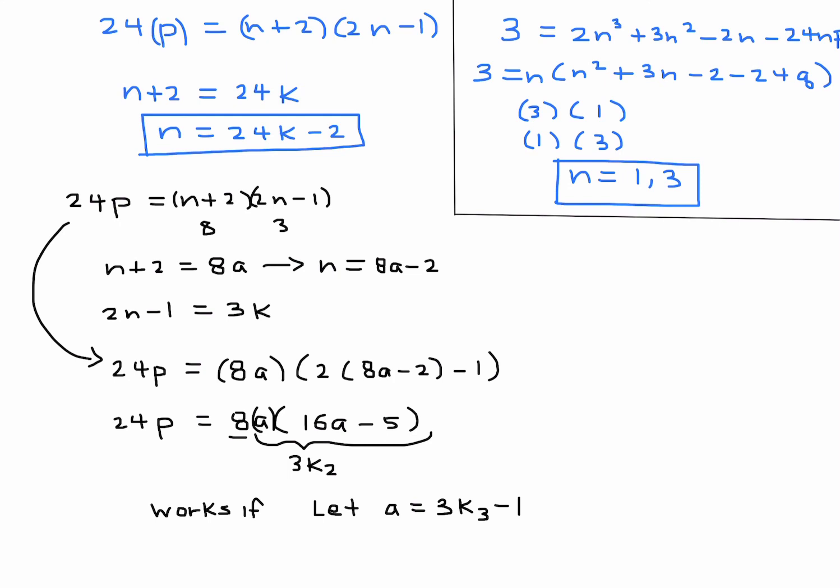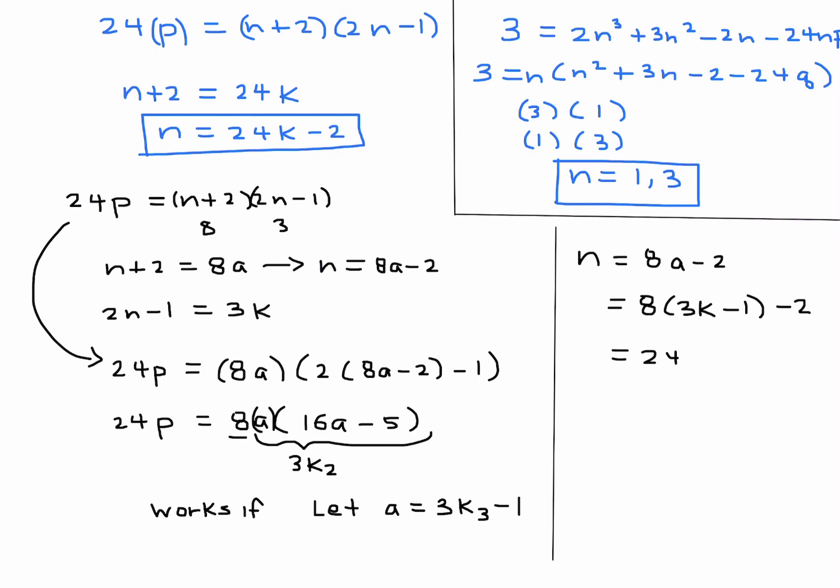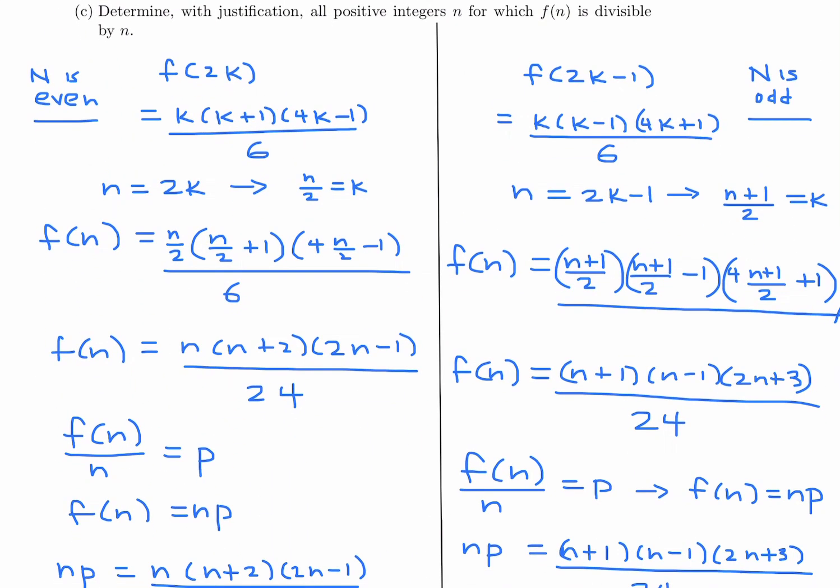So going back and looking at our value of n, remember n is right here, it's 8a minus 2, and we just will substitute this right here. So that would mean 8 times 3k minus 1 minus 2, so that becomes 24k minus 10. If n is of this form, this will also work for our condition that the question poses. So n is either 1 or 3, n is of the form 24k minus 2, or n is of the form 24k minus 10. And if it is, going back, let's just read the question. For those values of n, f at n will be divisible by n.